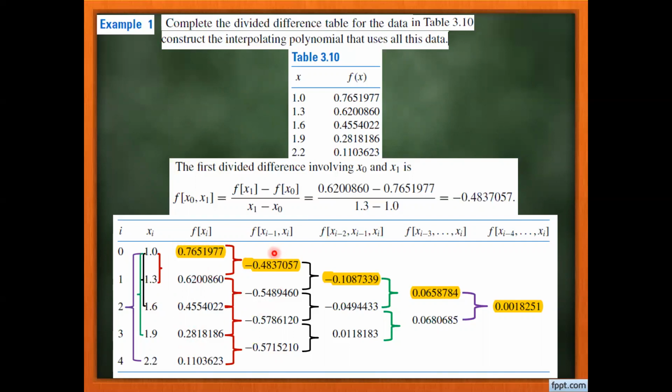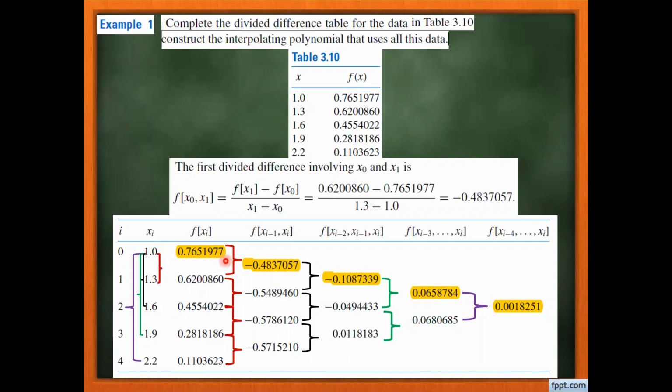So now let's come to the first divided difference. How are we going to draw the first divided difference? I'm going to take 0.62 minus 0.765. The difference of these two terms divided by the interval length, which is shown by a red bracket, 1.0 to 1.3.